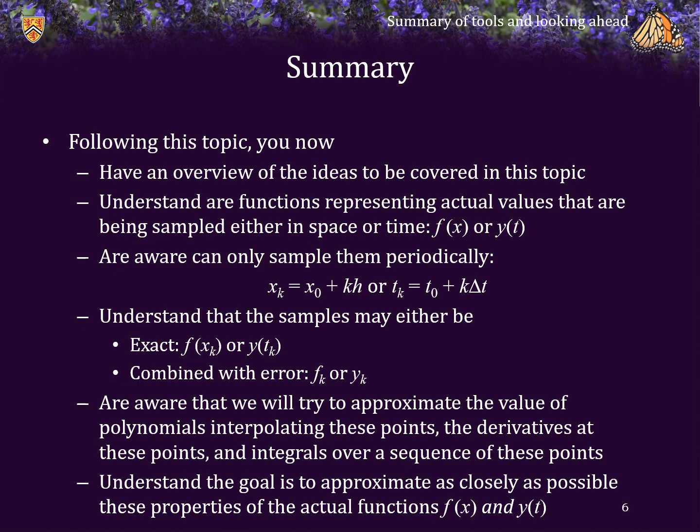You understand also that these samples may either be exact, represented by f at x sub k or y at t sub k, or these may be readings that are assumed to come from sensors that are combined with random error. So f sub k is assumed to be a sample of the actual value f at x sub k, but combined with error so that it's no longer exact. And that error is usually assumed to be quite significant, up to 10% relative error.